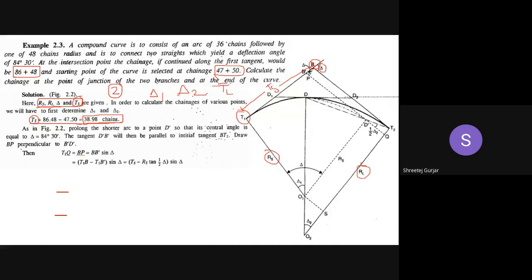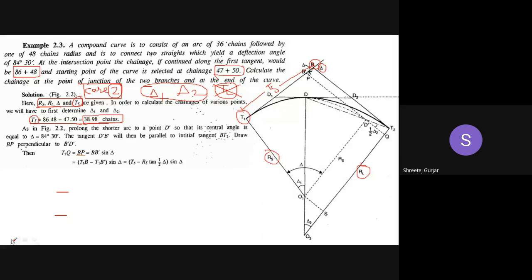This TL is not required in the calculation, hence we will skip TL. We will calculate delta 1 and we will calculate delta 2. So this is your second case, case number 2.